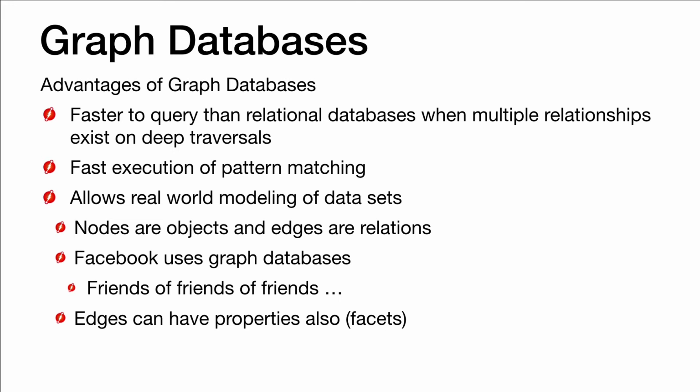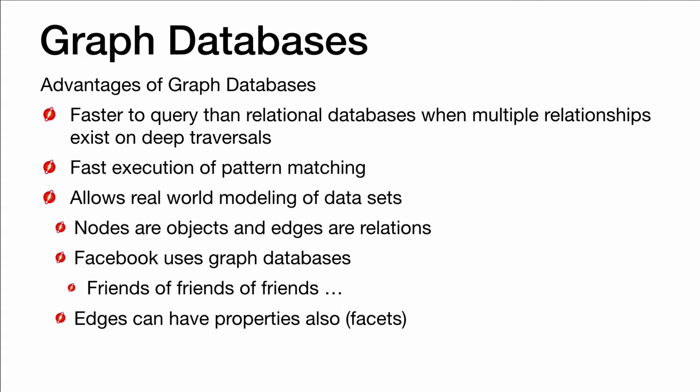Even as trivial as two or three deep, a relational database would have to join several tables together to retrieve the same data, whereas graph databases just traverse nodes. It's also fast for execution pattern matching, and it allows for real-world modeling of data sets, so it really mimics the real world and the way that the human mind perceives information. So nodes are objects and edges are relations.